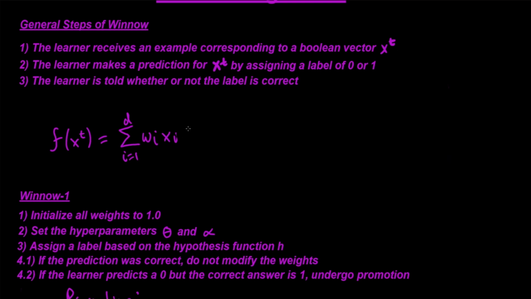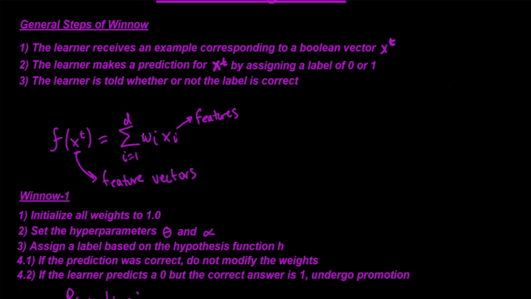Now, what are the wi's and the xi's? Well, the xi's are the individual elements or the Boolean values of the given xt, and these xi's actually have a name. They're called features. Let me go ahead and write this down. These are the features, and actually these xt's or the Boolean vectors also have a name. These are called feature vectors. So there's a little bit of the terminology for you.